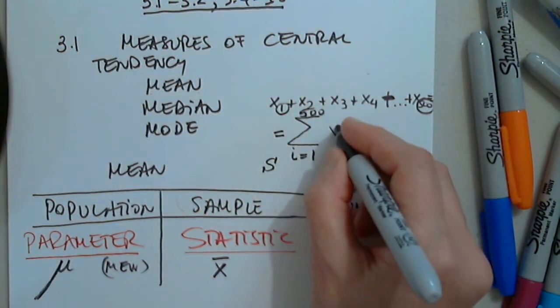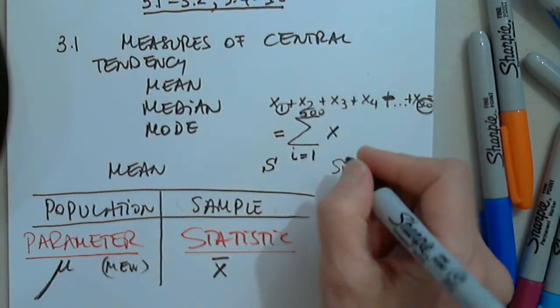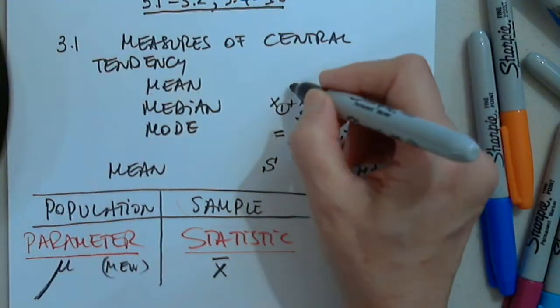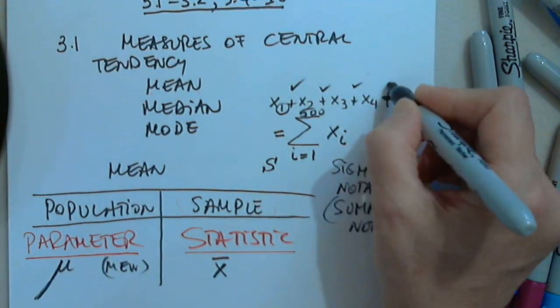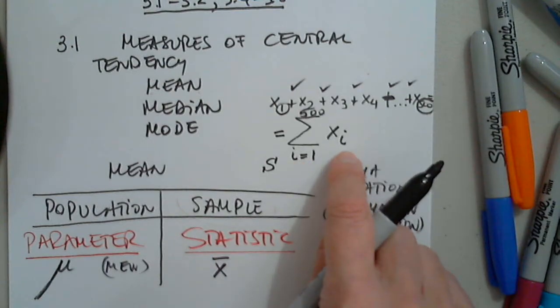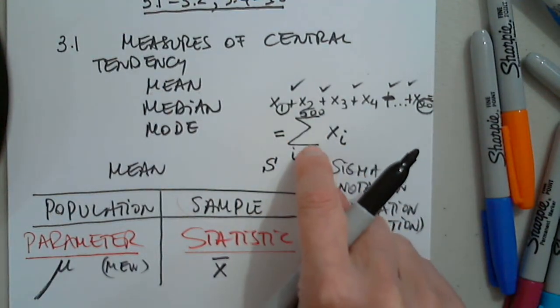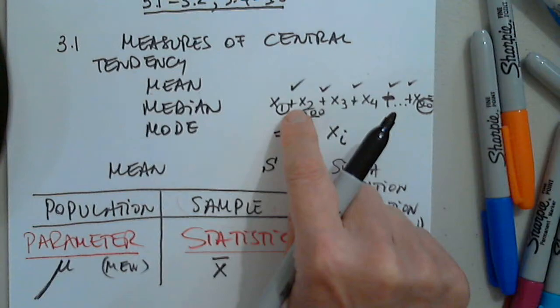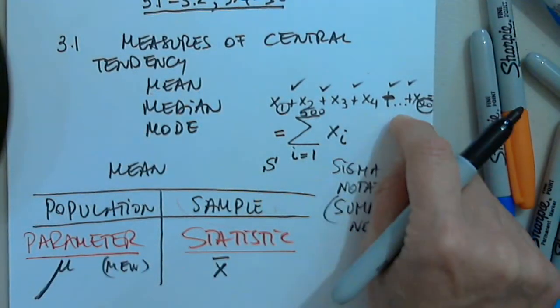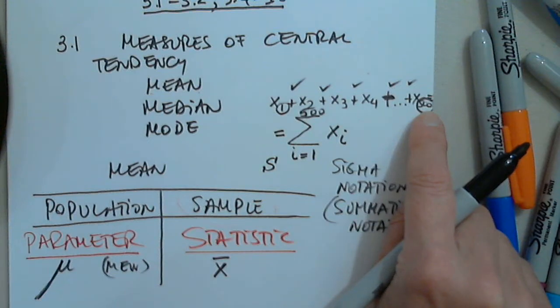of x i. They're all x and i. So the summation means adding all the time. When i is 1, I have x1. Then the summation says plus. When i is 2, when i is 3, dot, dot, dot, till I get to the last one, which is 500.